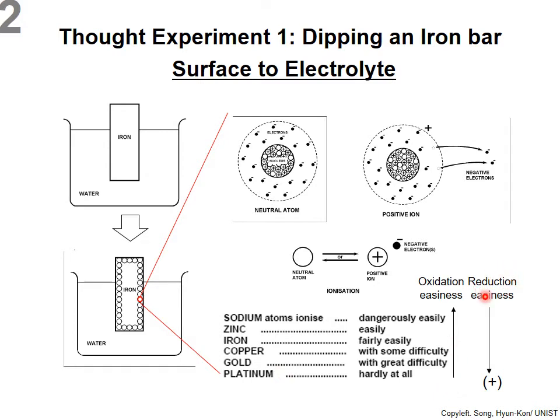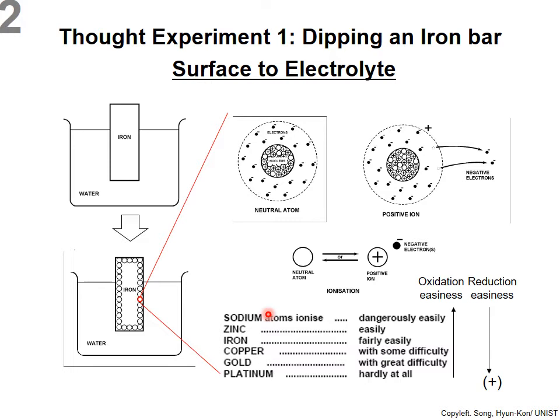You know, reduction is the backward process of oxidation. So of course, the trend of reduction would be contrary to the direction of oxidation easiness. Along the direction from sodium to platinum, the reduction easiness, or reduction tendency, is stronger and stronger and stronger. So finally, platinum is always reduced. However, it is very difficult to reduce sodium atoms.